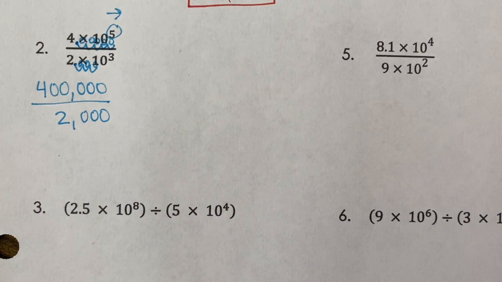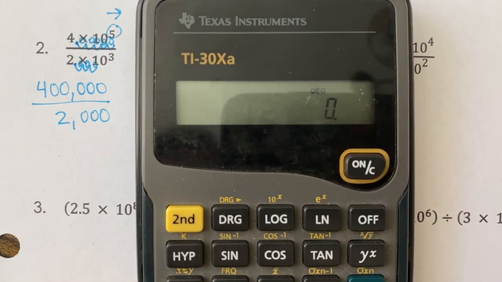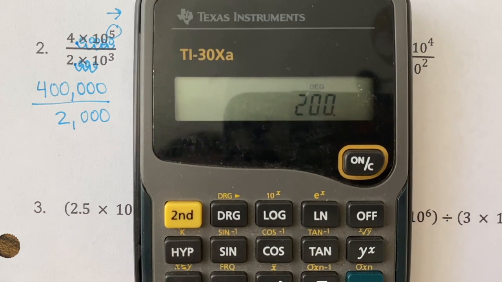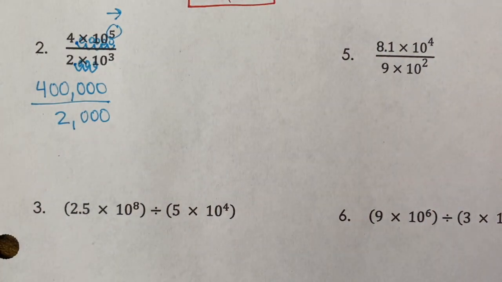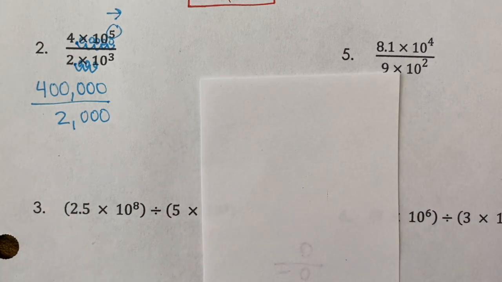Okay, so easiest thing you could do, if you want to do easy, well, that's fine. 400,000 divided by 2,000 is 200. Okay? We are going to also do it the long way because you are going to be in algebra next year and you may need to actually know how to divide. So we are going to do that.